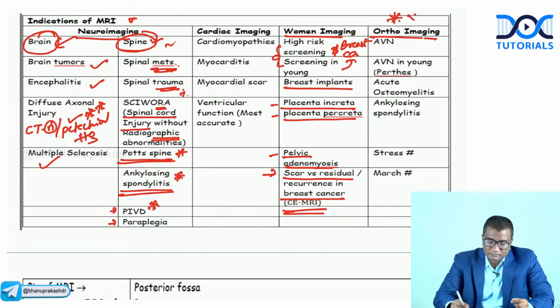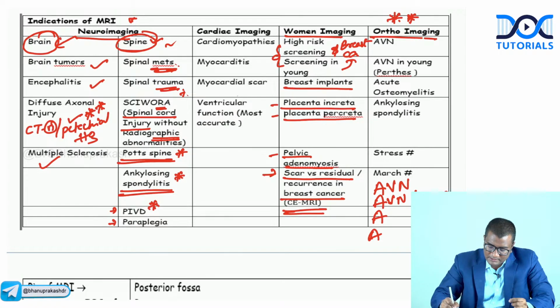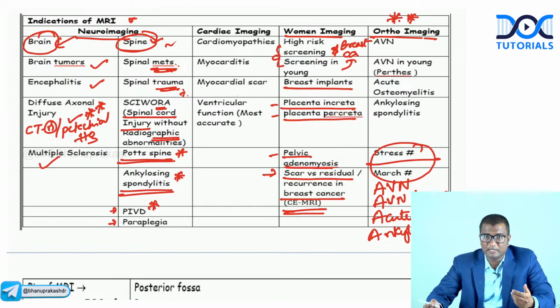Ortho imaging, MRI is also a very important investigation for orthopedic imaging. For ACE, remember ACE, 4A's, avascular necrosis in young, that is Perthes disease. You have acute osteomyelitis, you have ankylosing spondylitis, right? So for all of these, you go for MRI. Even in march fractures and stress fractures, right? These are the same. So march fractures or stress fractures, there'll be marrow edema before cortical break. So to look at marrow edema, we go for MRI in stress fractures or march fractures.